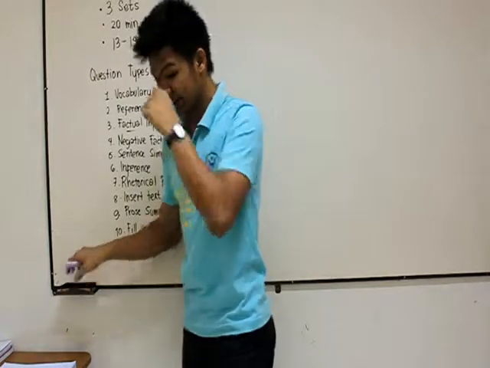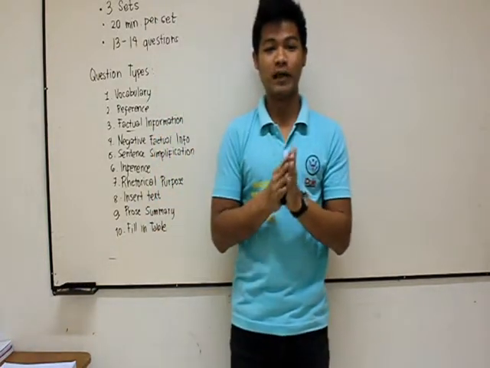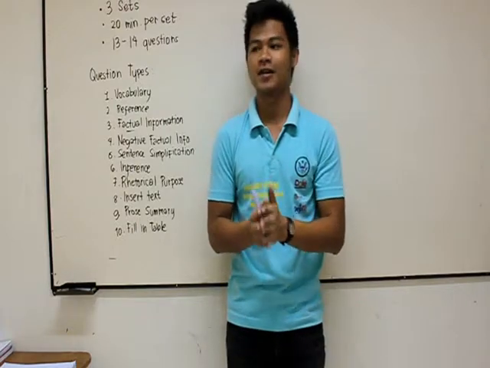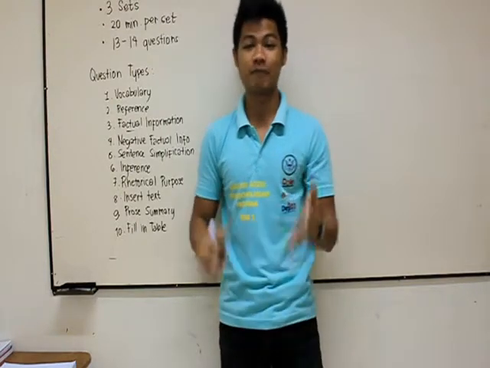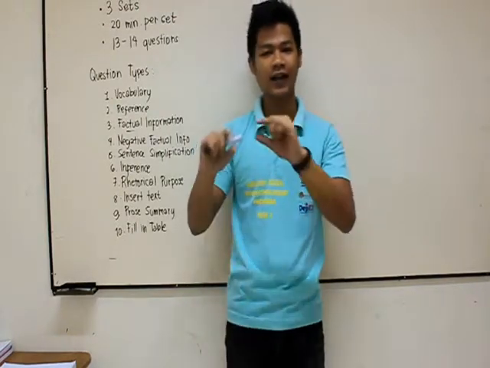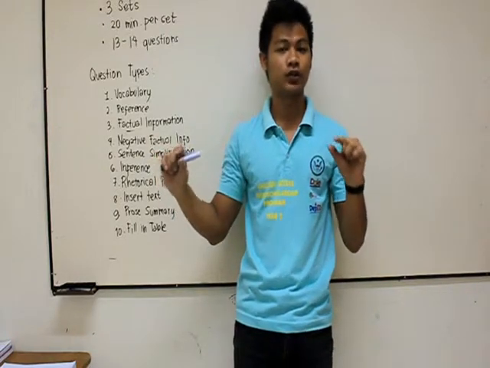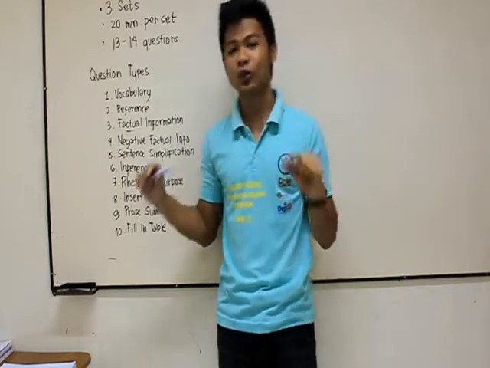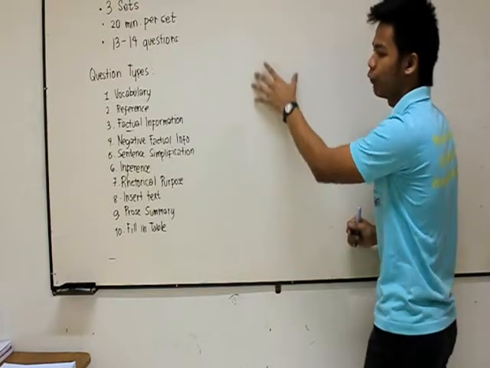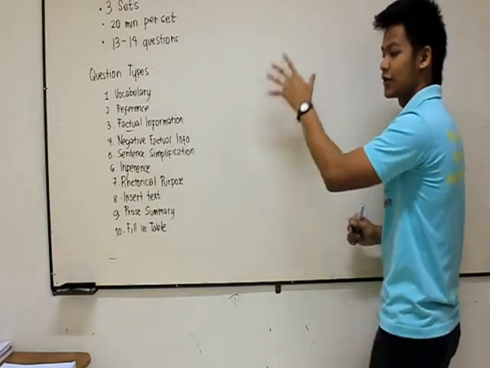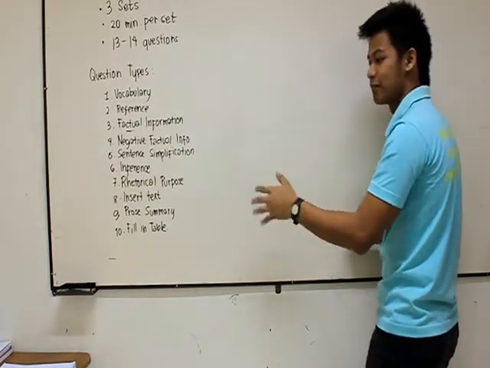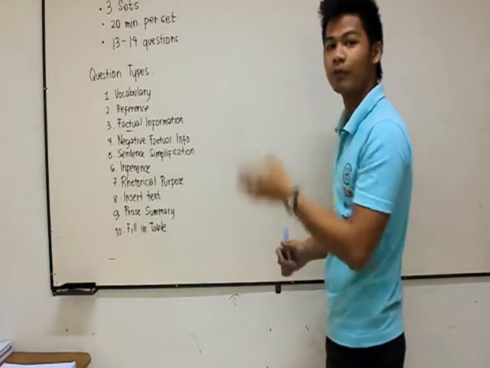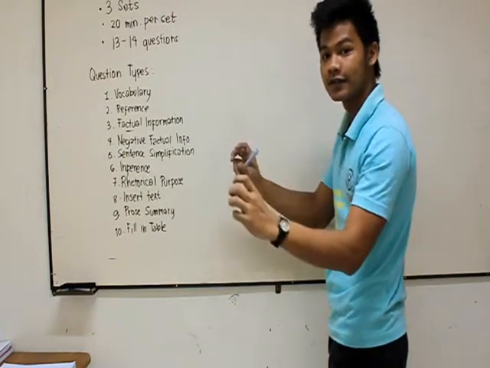Now let's go on to the 5th one, sentence simplification. Sentence simplification is paraphrasing. In the passage, you will see a highlighted sentence. What will you do with a highlighted sentence? You need to identify which of the 4 choices best expresses the best paraphrased form of the highlighted sentence in the passage.